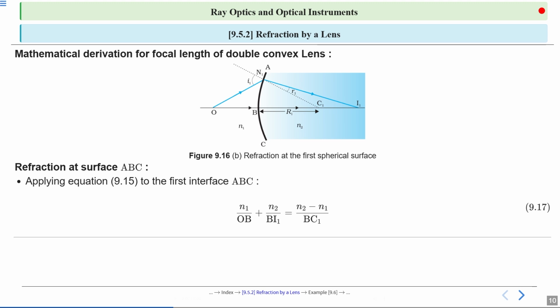Now the object distance here is OB, the image distance is BI1, and the radius of curvature here is BC1. Mark it as equation 9.17. A similar equation we will write for the other spherical surface ADC.